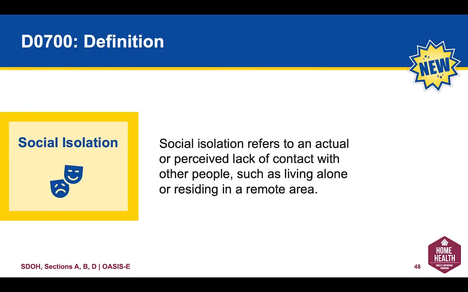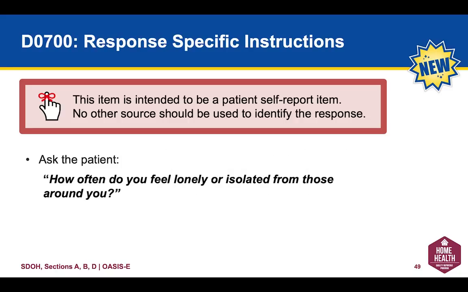Here's a definition of social isolation. Social isolation refers to an actual or perceived lack of contact with other people, such as living alone or residing in a remote area. Note that, like the health literacy data element, the social isolation data element is intended to be completed via patient self-report. Therefore, no other source may be used to identify the response. In order to conduct this assessment, the assessor will ask the patient the following question: how often do you feel lonely or isolated from those around you?